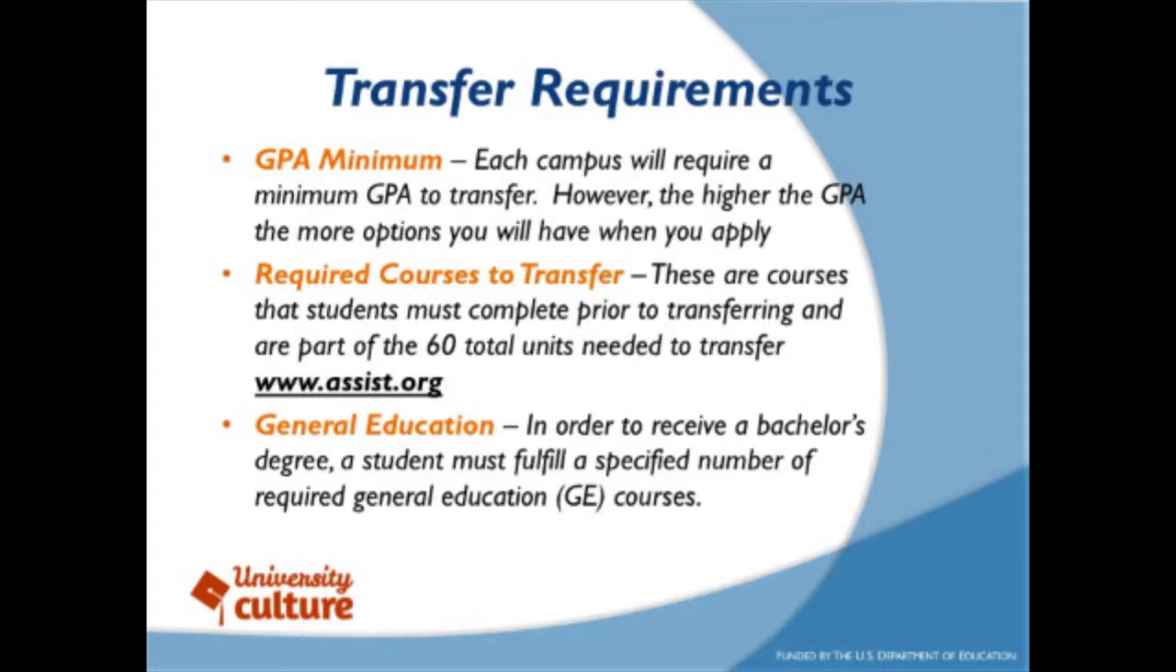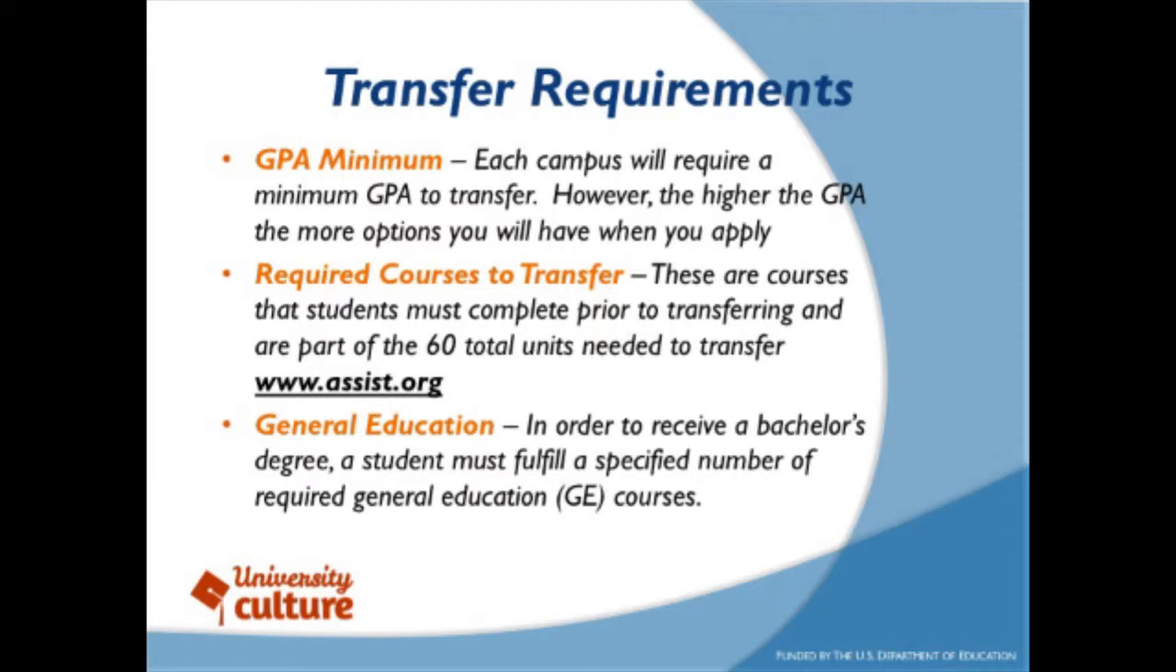First is a GPA minimum. Each campus requires a minimum GPA to transfer. Although these are minimum, the higher the GPA, the more options you will have to applying. Remember that a GPA is calculated using only transferable courses. Also, for UCs only, courses with a D or an F can be substituted.